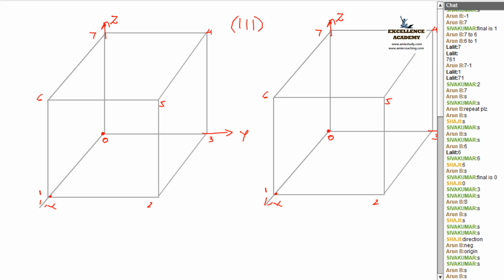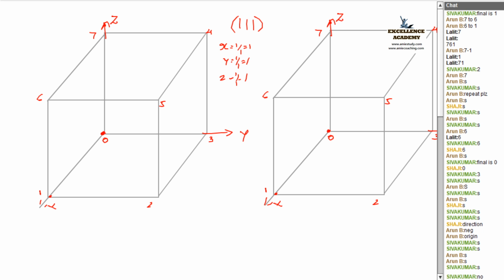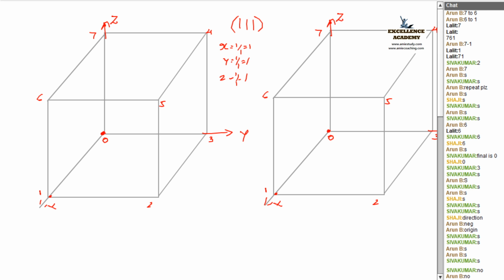Yes, (1, 1, 1). How will you plot? So first of all, you have to do what? You have to take the reciprocal, isn't it? x is equal to 1 divided by 1 is equal to 1, y is equal to 1 divided by 1 is equal to 1, z is equal to 1 divided by 1 is equal to 1. Very simple, right? So here you have to start your journey from where? From 0. Is it necessary to shift the origin? No, because all are positive.